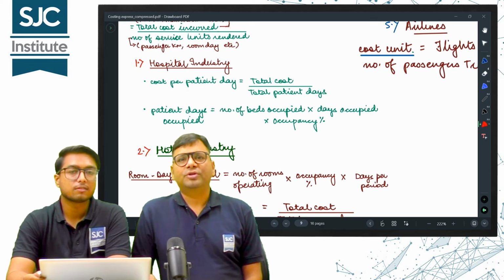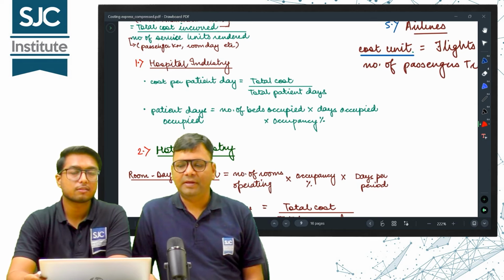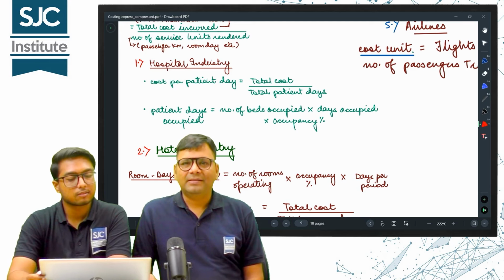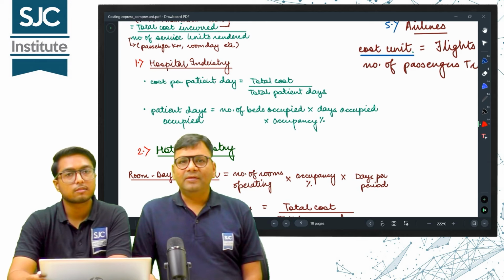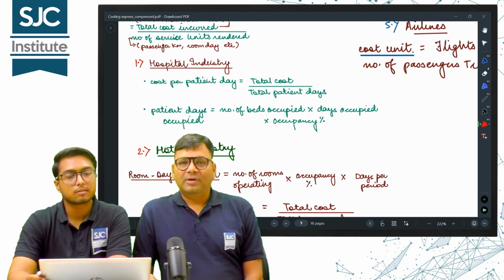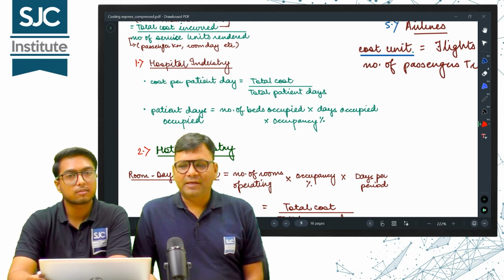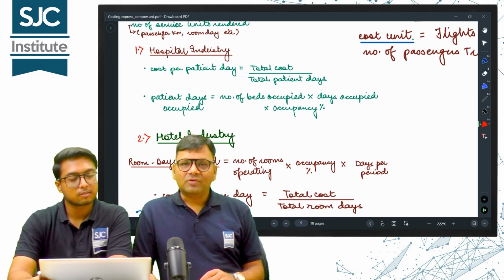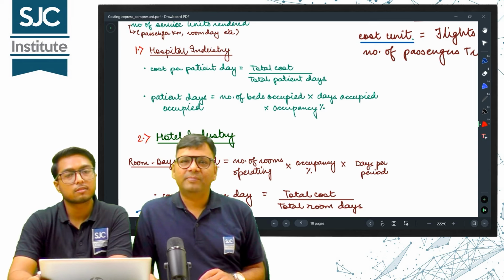The first industry you should study is the hospital industry. In hospital industry, the cost unit is patient days. Patient days are computed as number of patients capacity or number of beds into occupancy percentage into days for which the hospital is being run. Then we may be required to find total cost or profit using those patient days or bed days. Question may also require you to find cost per patient day, and that will be total cost divided by total patient days. Sometimes question may also ask you to find break-even number of patient days.